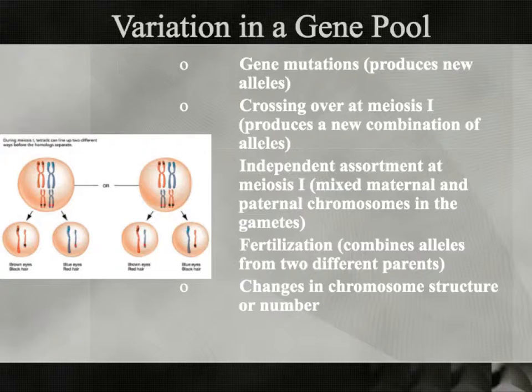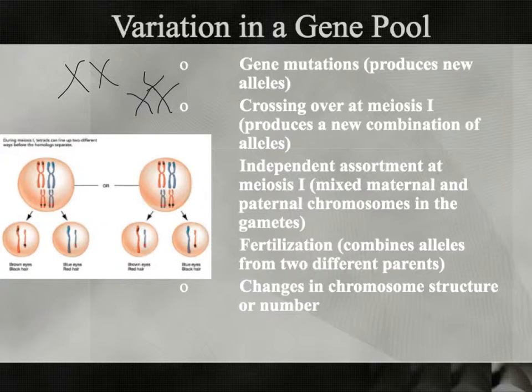Now a big one is crossing over at meiosis 1, and this produces a new combination set of alleles, and this is where you have your tetrads lined up. So I have my two tetrads lined up, and then in the process of meiosis 1, when they're just that close, I have this tetrad, and I have my other tetrad, and they're going to have that site of crossing over, and then they're going to exchange new information.